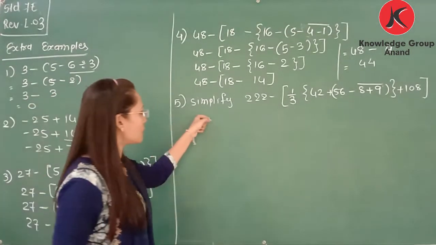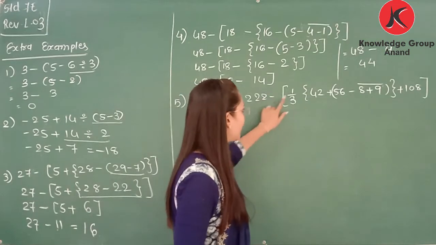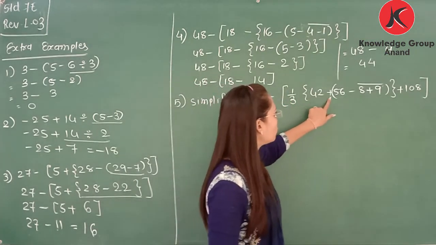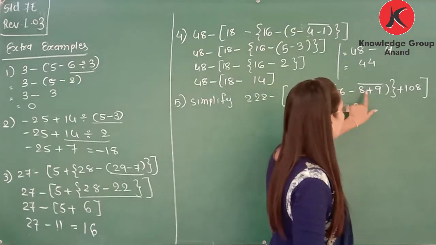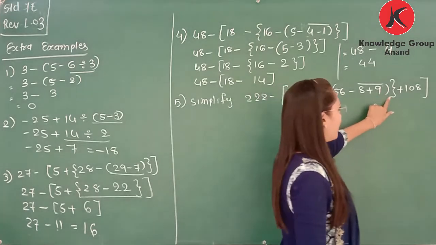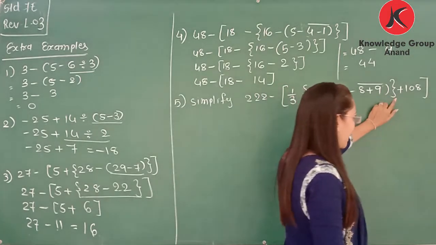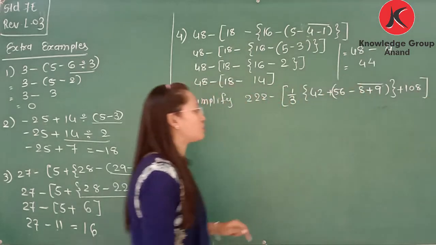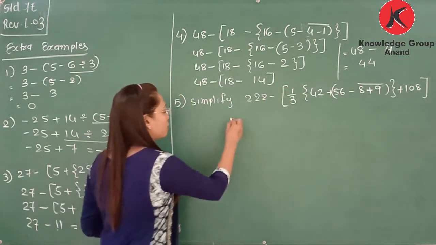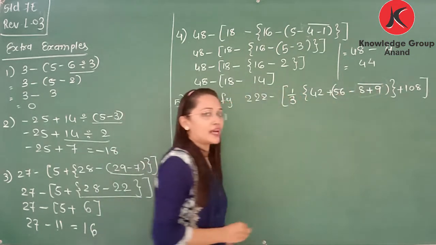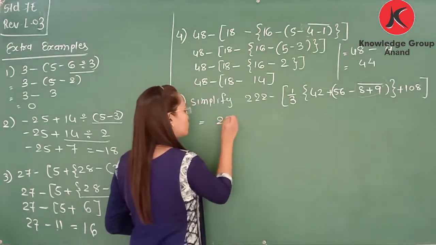Now question number 5, simplify 222 minus 1 by 3 inside the bracket, curly bracket, 42 plus 56 minus 8 plus 9. Here the bar is given on 8 plus 9, the small bracket is over, the curly bracket is over, plus 108 and box bracket. Now, first of all, where we need to start? First, whenever the bar is given.